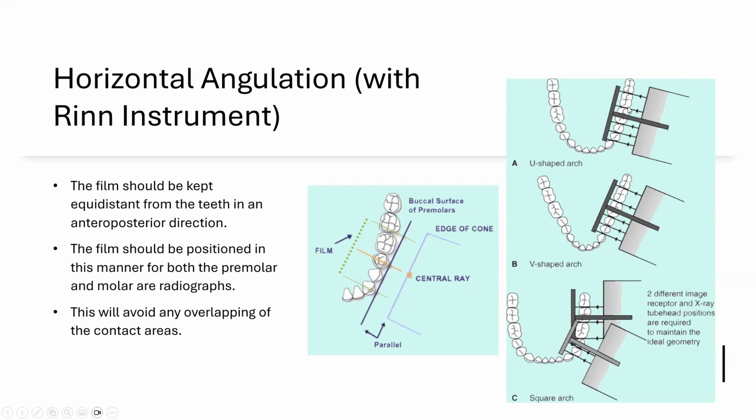Here we can see that if there is a difference in the shape of the arches, like a U-shaped arch, that's how we take the X-ray. For a V-shaped arch, and if it is a squarish arch, then we take two X-rays; two different image receptor and X-ray tube head positions are required to maintain the ideal geometry.